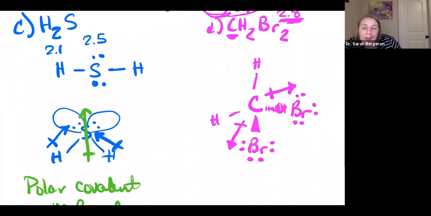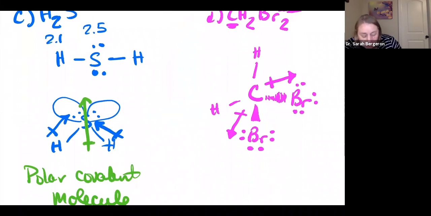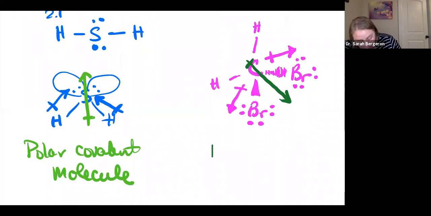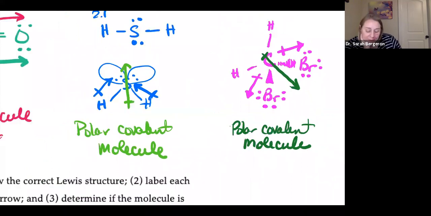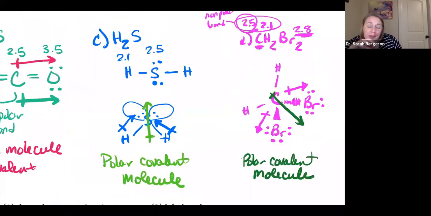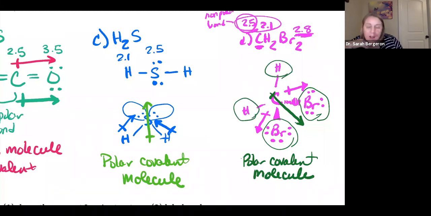And so because we have these nonpolar bonds, if we draw one arrow that combines all of our electronegativity differences, we would basically draw something like this. And so we do have a polar covalent molecule, right? Even though this is a symmetric 3D shape, it is actually asymmetric because some atoms are one element and other atoms are other elements.